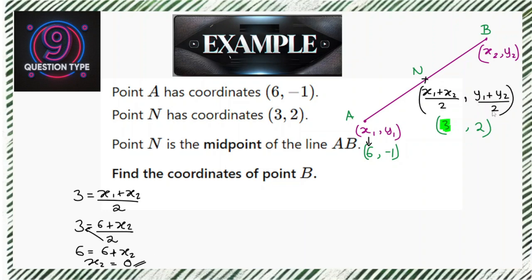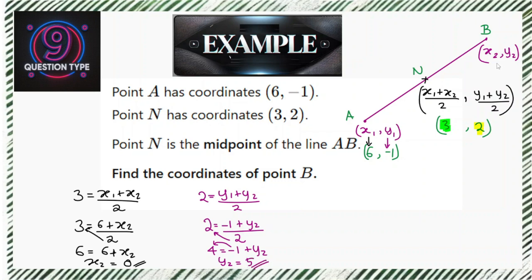I can do the same thing for the y coordinates. Now I know the midpoint's y coordinate is 2. So y1 plus y2 over 2 is equal to 2. So 2 is equal to y1 plus y2 over 2. But I know y1 is negative 1. So let's plug this in. 2 is equal to negative 1 plus y2 over 2. Now I can move this 2 to the other side where it becomes multiplication. 4 is equal to negative 1 plus y2. So negative 1 goes to this side, so y2 is equal to 4 add 1, which is 5.